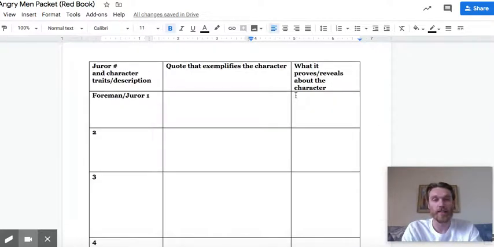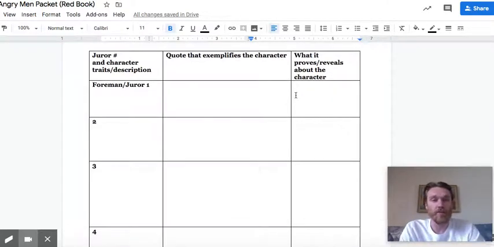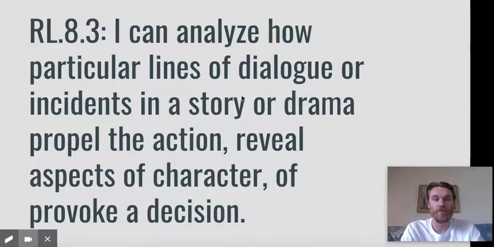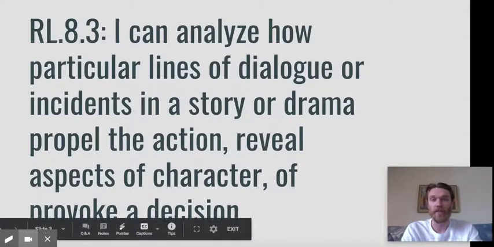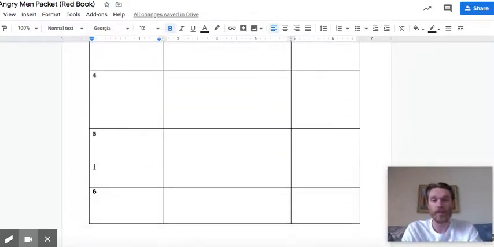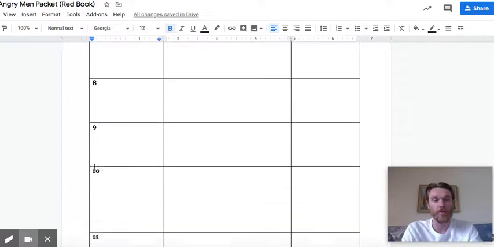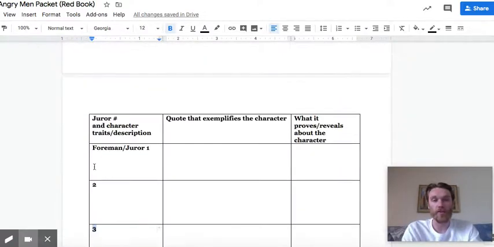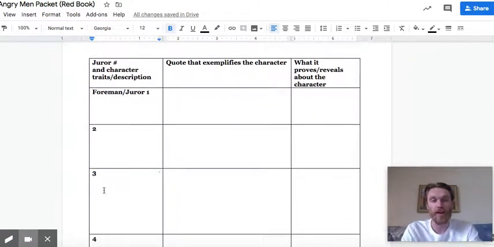And then the last document that we have here is really focusing on characters. So this is how we are going to practice analyzing lines of dialogue that reveal aspects of character. In the left column at the very top, we have the juror number and character traits and description. So if you notice here, we have the juror number written down for you all the way through 12, but we don't have character traits and description. So that's something you want to add right below.